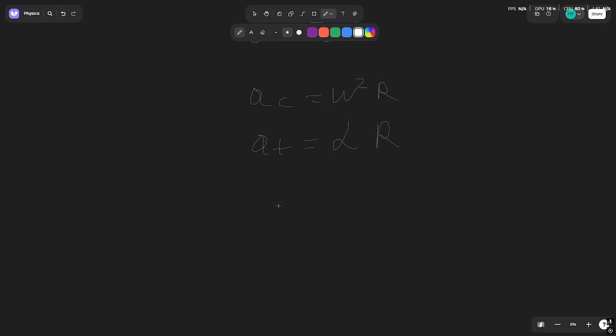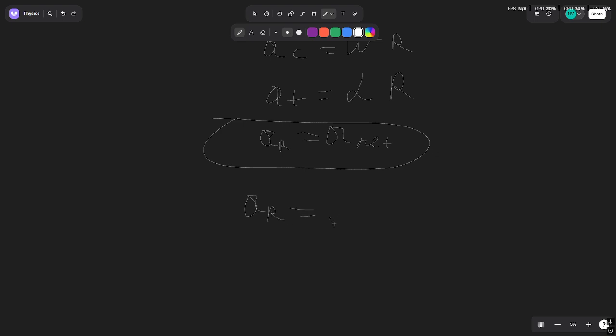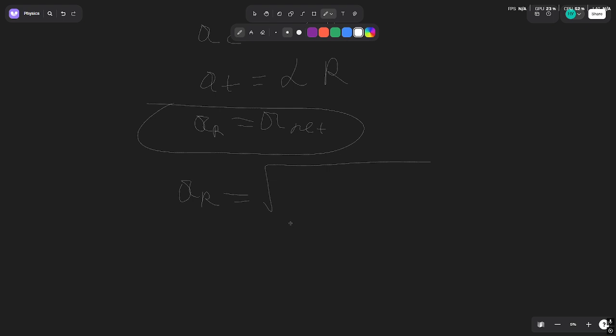And sometimes we will use the term acceleration resulted, AR, but you may also face it in some books or papers. This is acceleration net, or net acceleration. These are equal to each other. And acceleration resulted equals centripetal acceleration squared plus tangential acceleration squared.